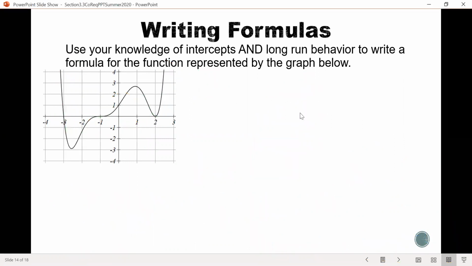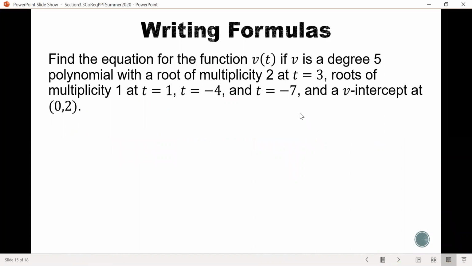Let's look at this problem. So now we're going to write a formula given information in words. We're asked to find the equation for the function v of t if v is a degree 5 polynomial with a root of multiplicity 2 at t equals 3, and then roots of multiplicity 1 at t equals 1, t equals negative 4, and t equals negative 7. And then our v-intercept is at (0, 2).